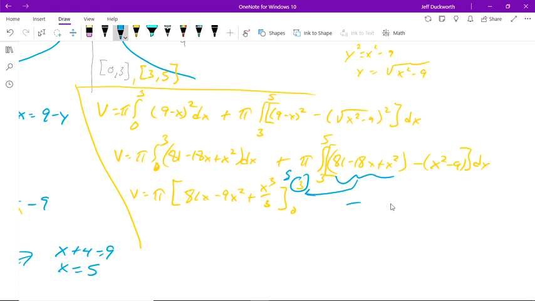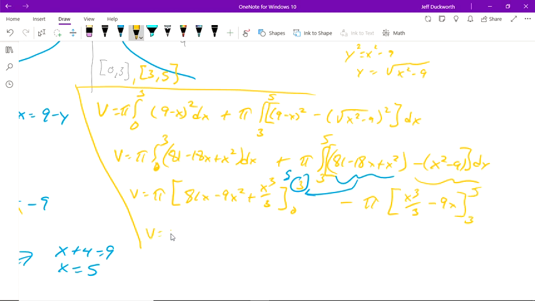And then we're going to be subtracting, let's see, let's change this back to orange. We will be subtracting this part here, and there's a pi there, so pi, the integral of x squared is going to be x cubed over 3, and the integral of negative 9 is just negative 9x. That's evaluated from 3 to 5.